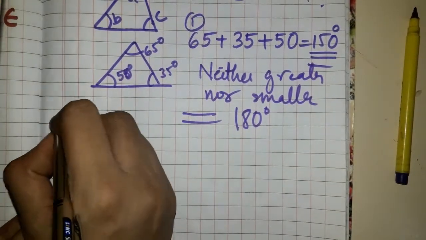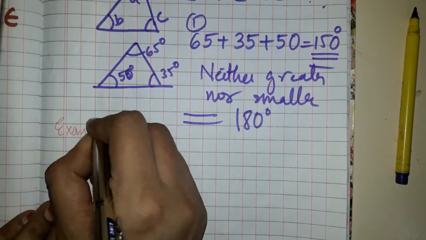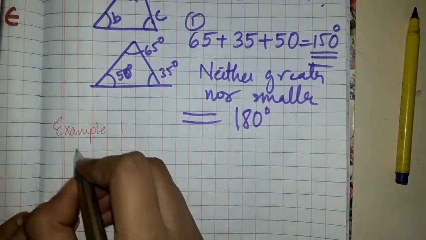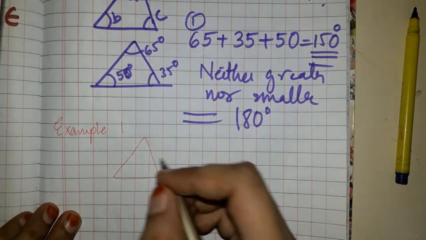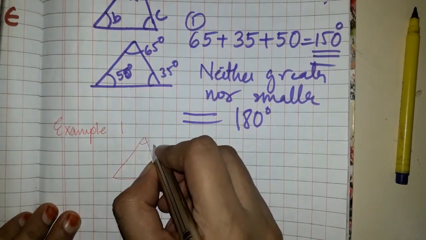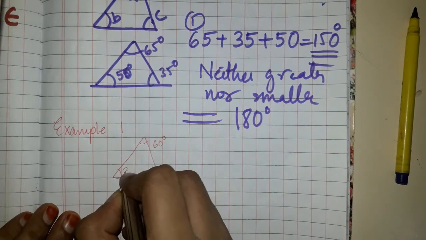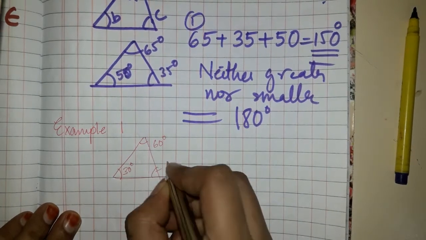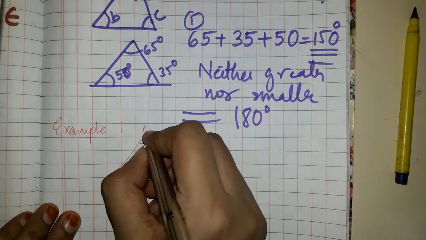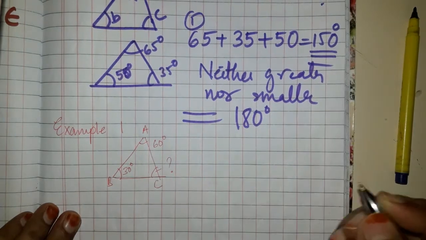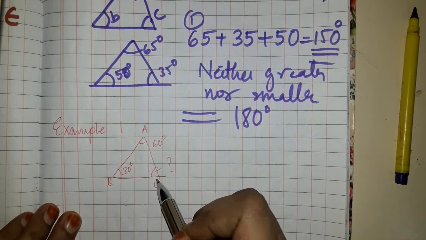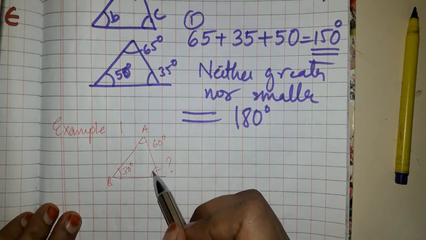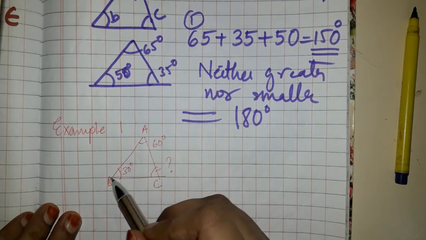Suppose example 1. I have a triangle and I have two angles with me. Suppose this is 60 degrees, this is 30 degrees and this is not given. Angle A is given, B is given, angle C is missing. Now how will we find out the third angle? We know all three angles will give us 180 degrees.